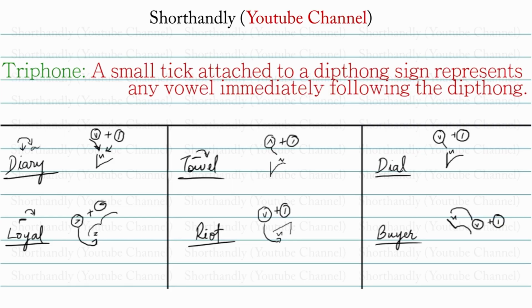So this concept is very simple. Whenever you have a diphthong in any word and just after that particular diphthong you have even a little bit of the sound of any vowel, then to represent that vowel sound also we just use these triphones. Or you can also say we just attach a small tick to these diphthongs to represent the sound of the vowel.